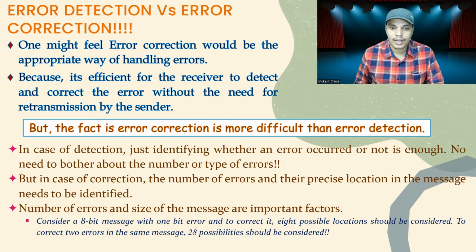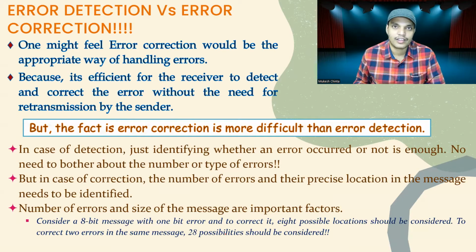In case of correction, the number of errors and their precise location in the message need to be identified. So you have to find out how many bit positions are in error, and also at which locations in your message the error happened. So the number of errors and the size of the message are important factors. To put it into perspective, for an 8-bit message with a 1-bit error, in order to correct it, 8 possible locations should be considered. So the error might have happened at any of those 8 locations. To correct 2 errors in the same message, the permutations become 28 possibilities.